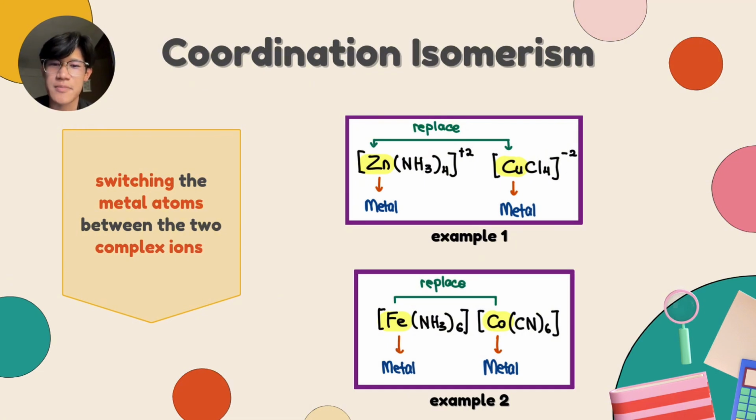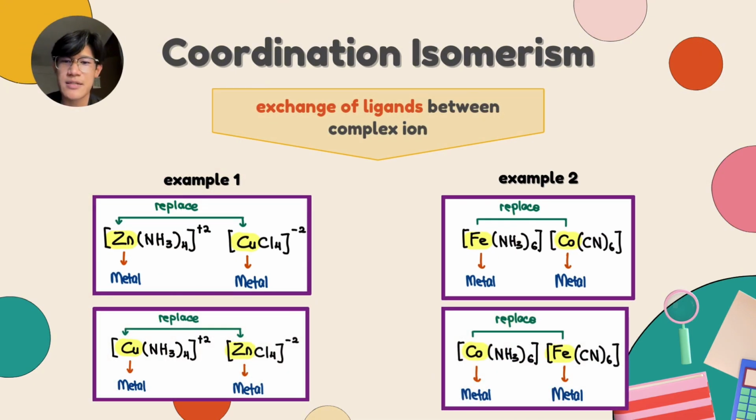Coordination isomerism occurs when there is switching between metal atoms in two complex ions. In this case, both the cation and anion are complex ions. The ligands are reorganized between two metal centers. More specifically, coordination isomerism involves the exchange of ligands between complex ions. The overall molecular formula remains the same, but the coordination environment around the metal ion changes. This results in different coordination isomers.